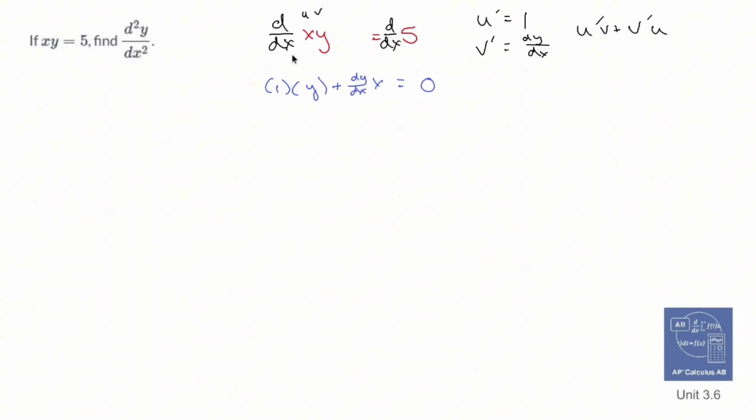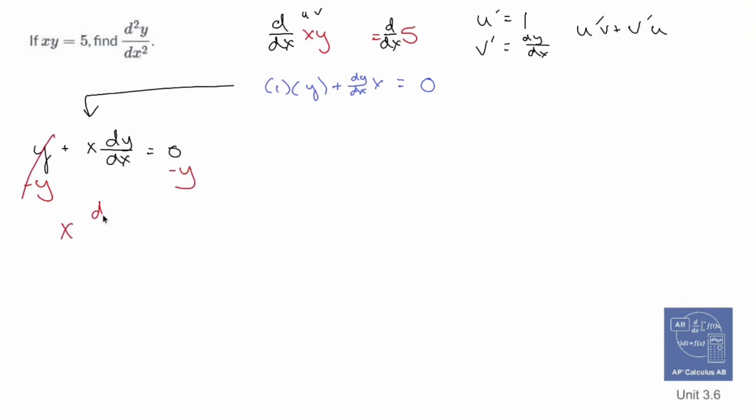So over here, I get 1 times y, which is y. So let's write this stuff over here now so I have a little bit more space. Y plus x dy dx equals 0. Let's subtract y from both sides. And x dy dx is going to equal negative y. Divide both sides by x, and dy dx equals negative y over x. All right, no big deal. But I have to take the derivative again.